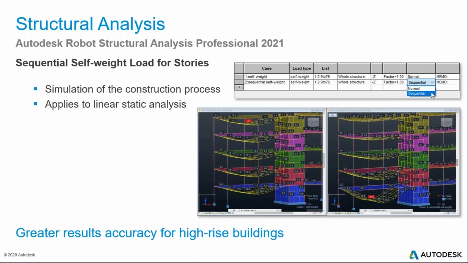Sequential self-weight now builds construction stages for each story and collects those results into a single load case in successive iterations. We can also study the deformations for a given story without considering the stiffness of the above story through an iterative process. This new functionality enables simulation of the construction process without the need to create phases, which can be tedious and time consuming.